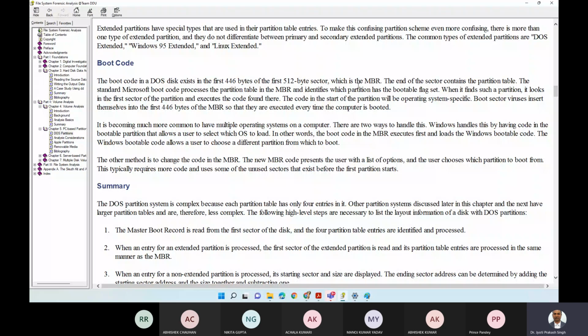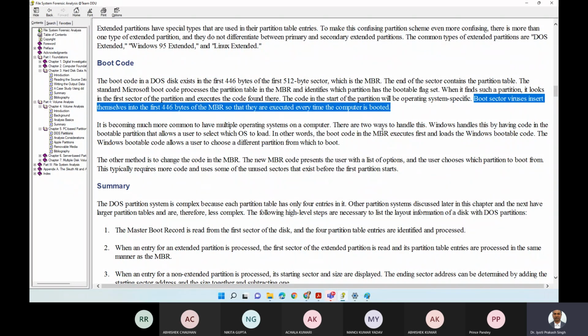The standard Microsoft boot code processes the partition table in the MBR and identifies which partition has the bootable flag set. When it finds such a partition, it looks in the first sector of the partition and executes the code found there. The code in the start of the partition will be operating system specific. Boot sector viruses insert themselves into the first 446 bytes of the MBR, so they are executed every time the computer is booted. Again, now you can think of those malware concepts we talked about.